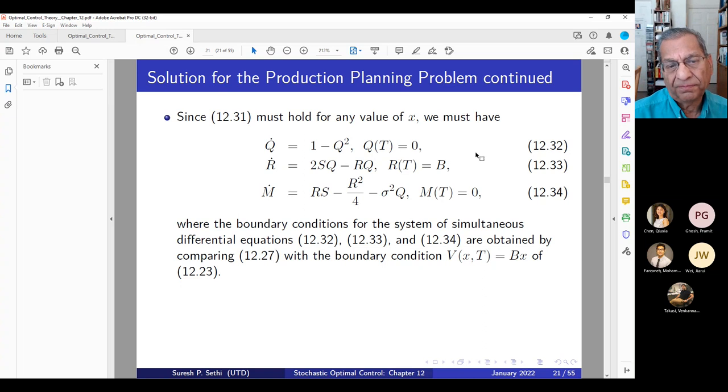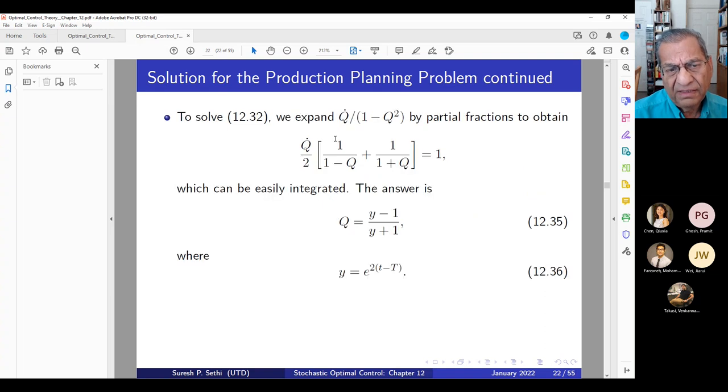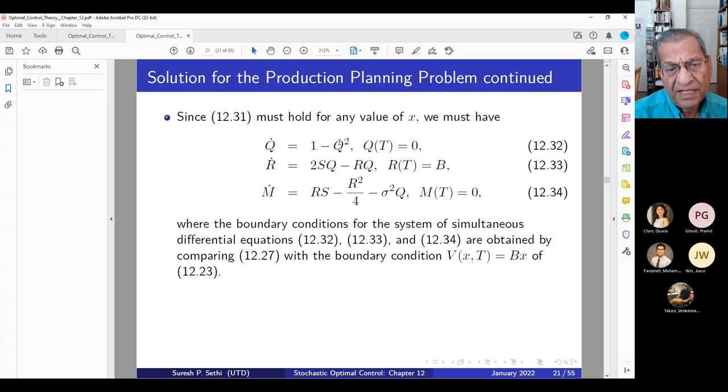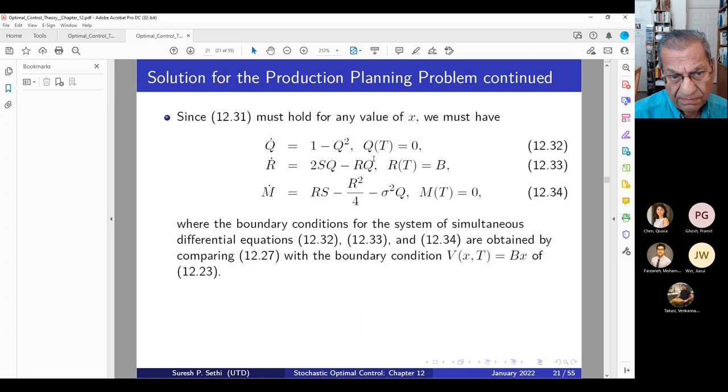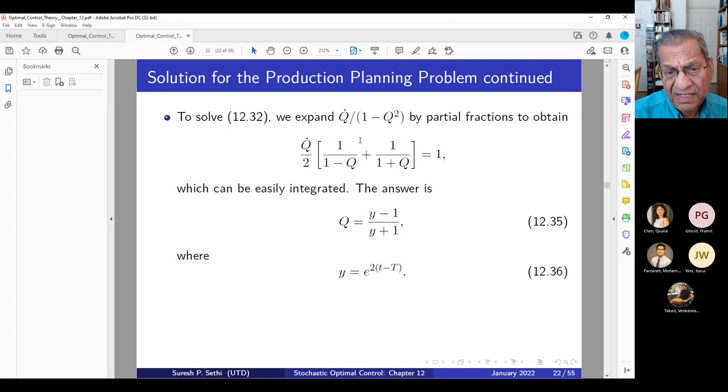Well, each one of them is easy to solve. Let's go one by one. There are many ways to solve that, but the way I've done it is I take the partial fractions of this. So I change this to 1 minus q times 1 plus q. So I bring it on this side, q dot divided by 1 minus q times 1 plus q equal to 1. Okay. And then I change this 1 minus q squared by partial fractions, which is easy to do. Notice if you combine them, you'll get 1 divided by 1 minus q squared. And I integrate. So q dot divided by 1 minus q is a log. q dot divided by 1 plus q is another log. And so you can actually solve this problem.